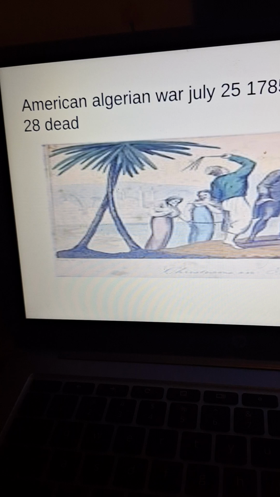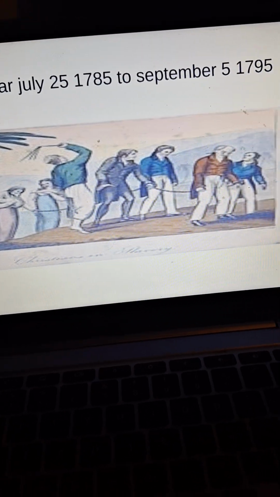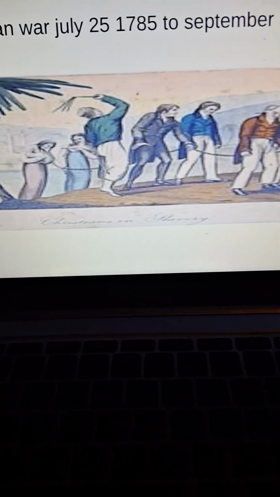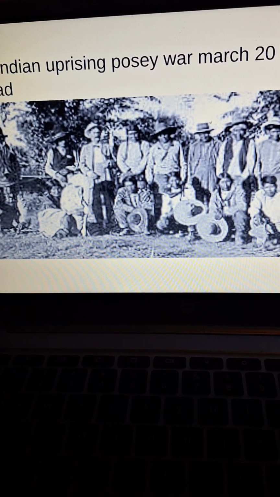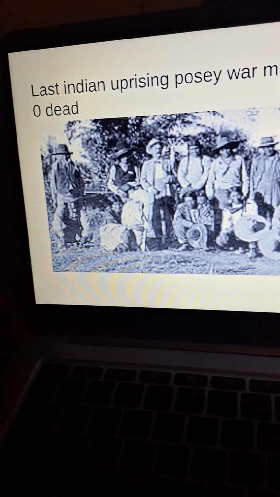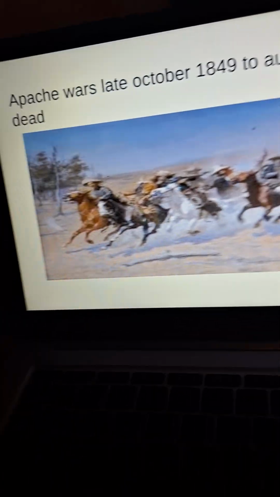The American-Algerian War, July 25th, 1785 to September 5th, 1795, 28 Americans dead. Okay. The West Indian Uprising, the Posey War, March 20th to March 23rd, 1923, 0 Americans died. The Apache Wars, late October 1849 to August 1924. Thousands of Americans died. A lot. Just more than thousands of Americans died.